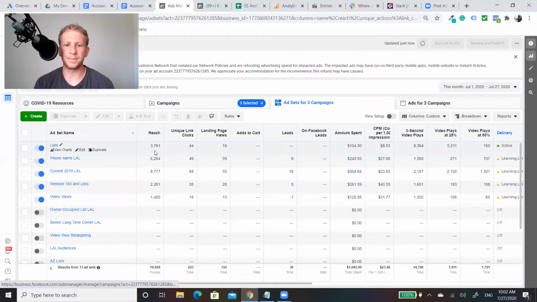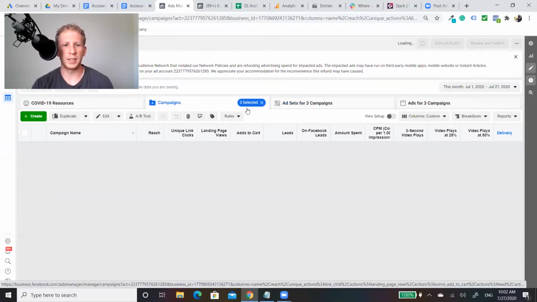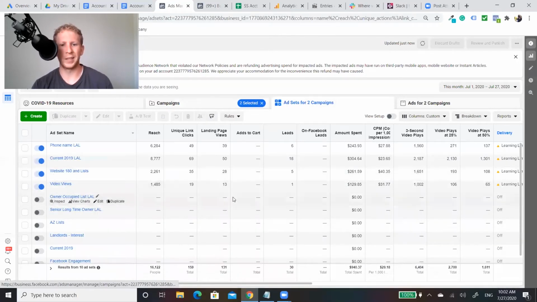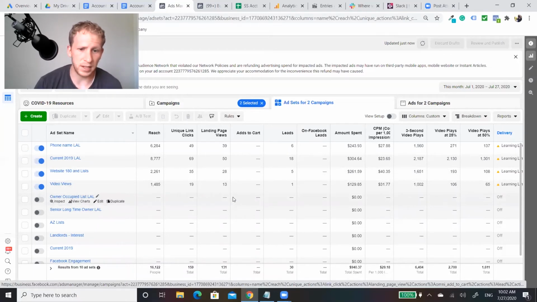So we're going to pull this up and look at it. Out of 150 or out of 200 clicks, we had about 150. If we look at just the conversions, just stuff driving directly to our website, we've got 150 clicks and 131 have loaded it. So we're doing all right. We could do a little bit better.